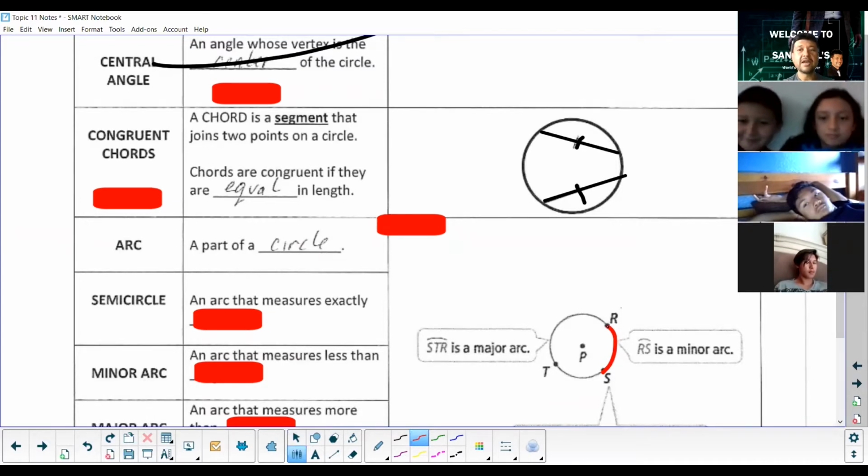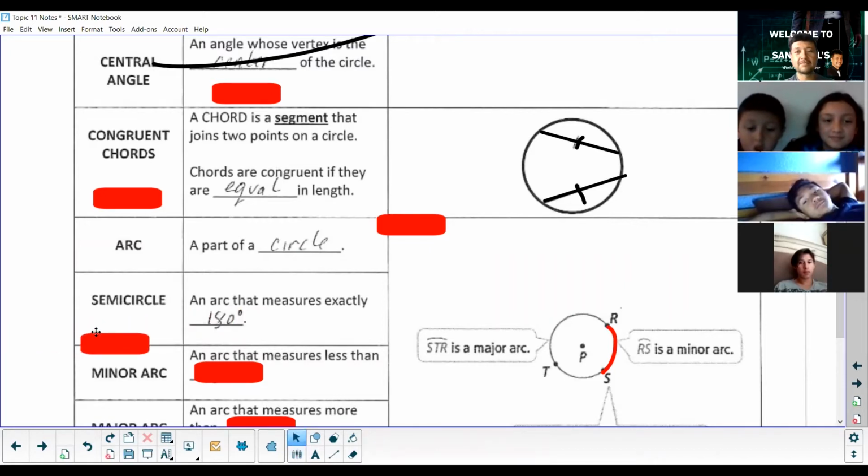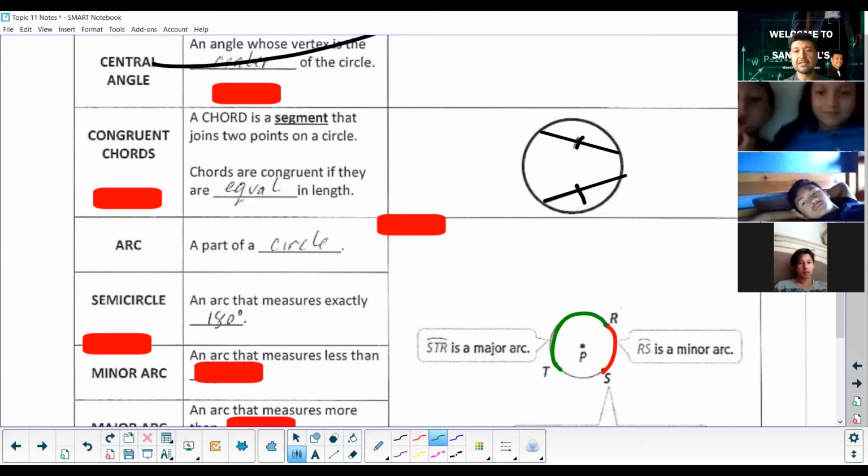All right, so now, Marcus, read the next one. Semicircle. An arc that measures exactly 180 degrees. There you go. Yes, so half a circle is considered to be a semicircle. So let me give you an example. I'm gonna put it in green. T to R is a semicircle, half the circle.